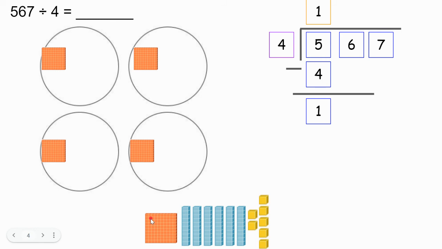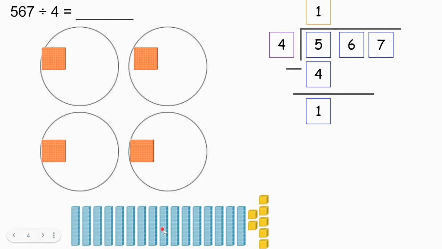So now let's go ahead. We are going to rewrite this 1 flat as 10 rods. So this allows us to now share the rods evenly. So we just added 10 more rods to the 6 rods we already have. We have a total of 16 rods. We can show that here by bringing down the next digit, which is the 6. So we have the number 16 here, which represents the 16 rods.